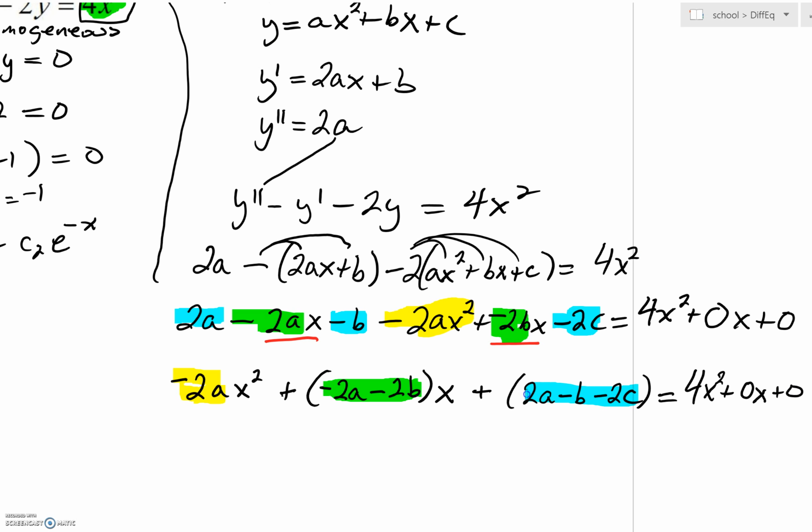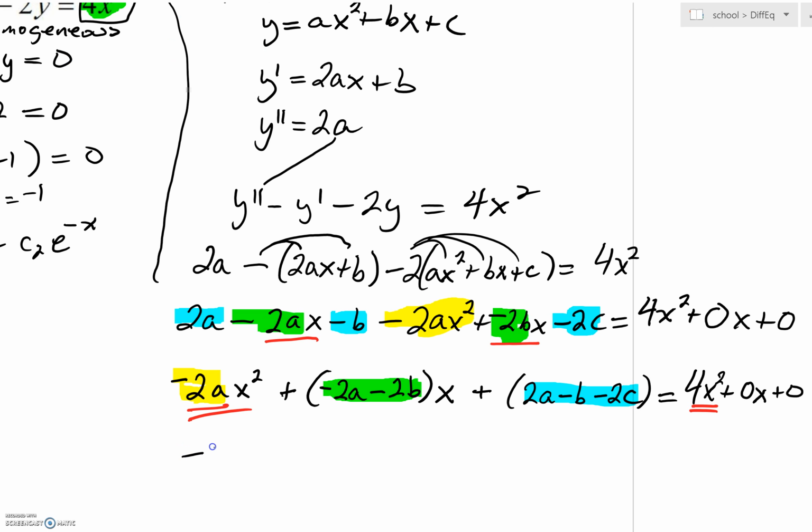Well, if a quadratic equation on the left is equal to a quadratic equation on the right, we could do what's known as coefficient analysis. Whatever is in front of x squared must be in front of x squared on the other side. Do you see that? Negative 2a must equal 4.